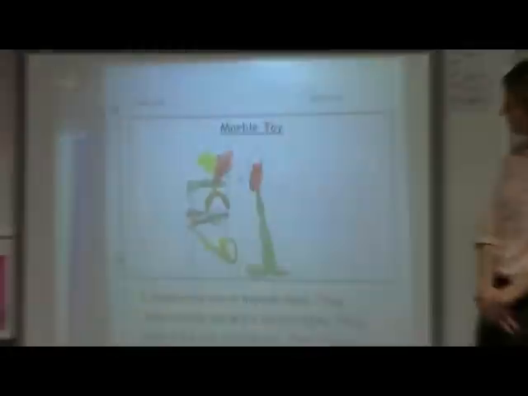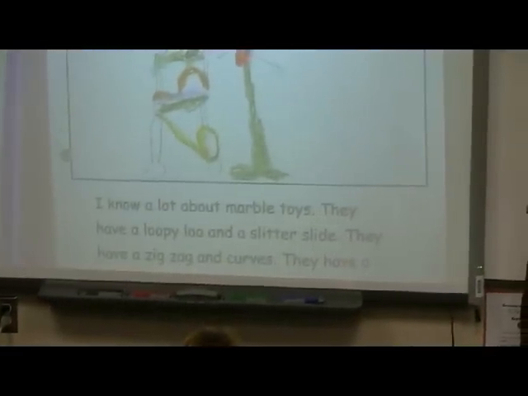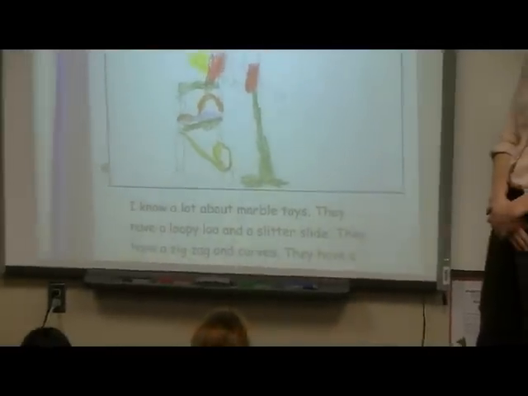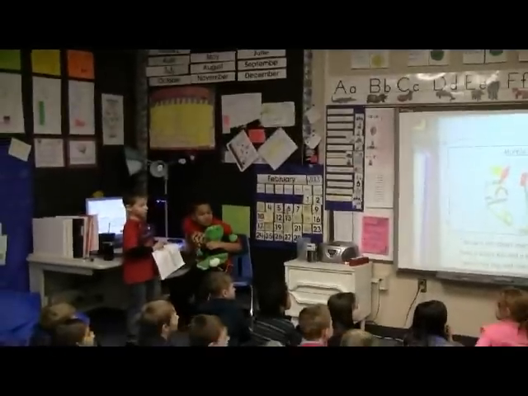Marble toys. I know a lot about marble toys. They have a cube and a scissors slide. They have a zigzag and scissors. They have a funnel.